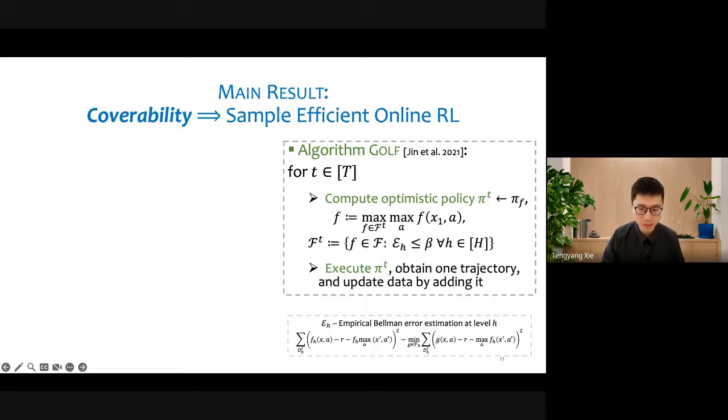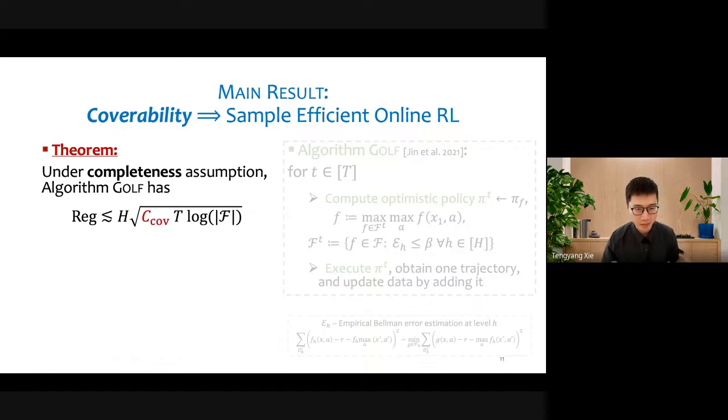So the main result in our work is that we have shown, under the completeness assumption, the algorithm GOLF has this nice regret, which is root T times root C cover, where cover is the coverability we just defined before.